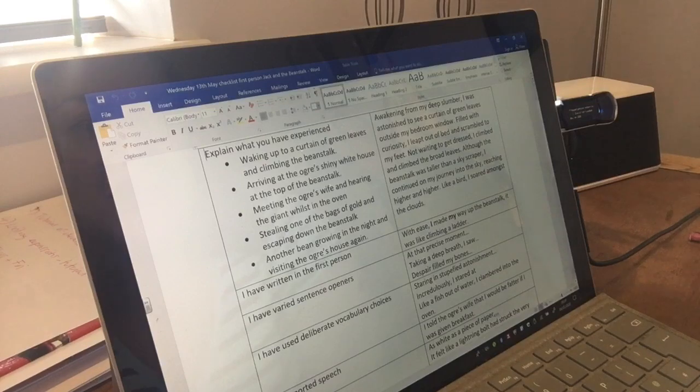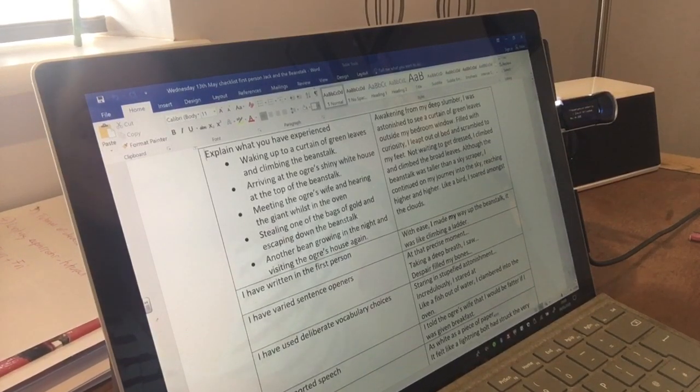Here's the beginning of mine as an example for the standard I'm expecting you to have. So I've put, "Awaking from my deep slumber, I was astonished to see a curtain of green leaves outside my bedroom window. Filled with curiosity, I leapt out of bed and scrambled to my feet. Not waiting to get dressed, I climbed and climbed the broad leaves. Although the beanstalk was taller than a skyscraper, I continued on my journey into the sky, reaching higher and higher. Like a bird, I soared amongst the clouds."